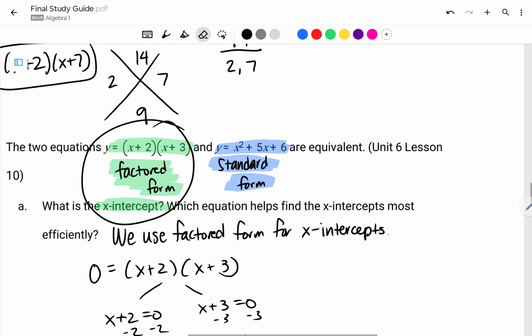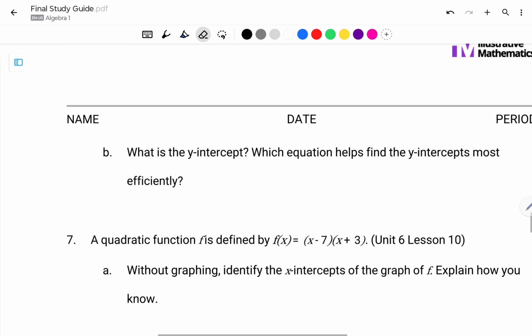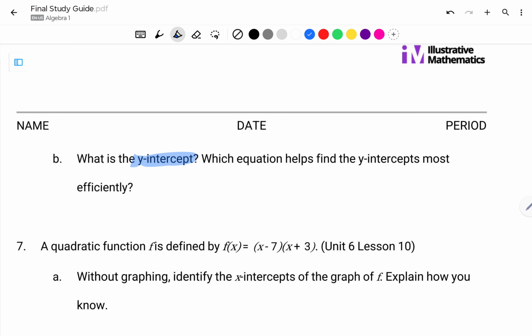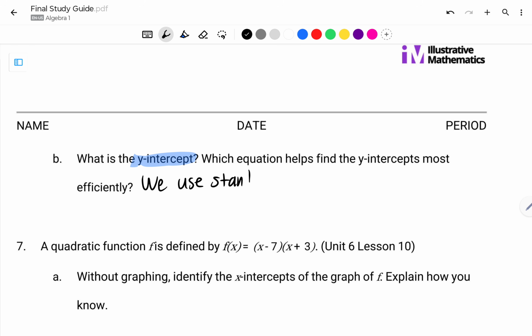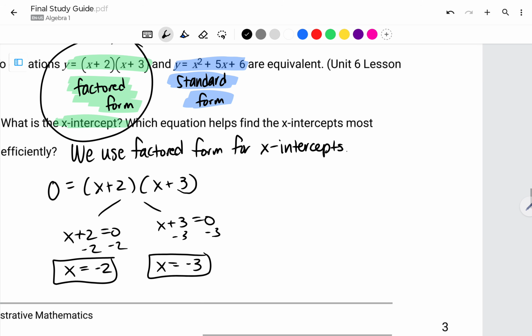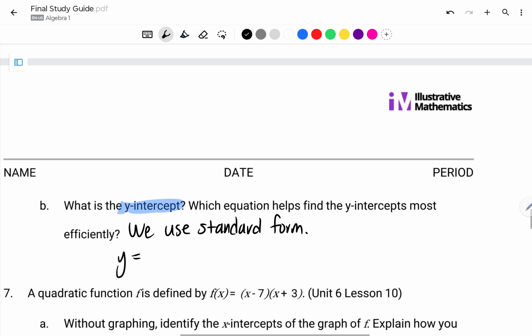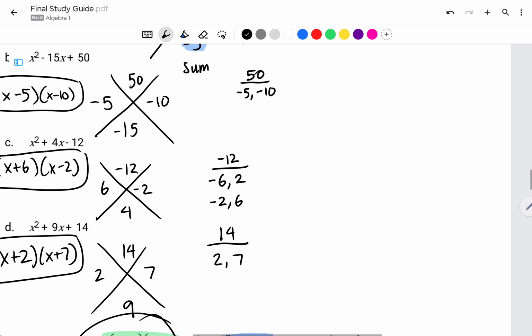Anyways, so this one, the standard form, we're going to use the standard form for the y-intercept. And it's pretty easy, right? You just set y equals, and you set the x equal to 0 this time. Set x equal to 0. And then this one is set y equal to 0.